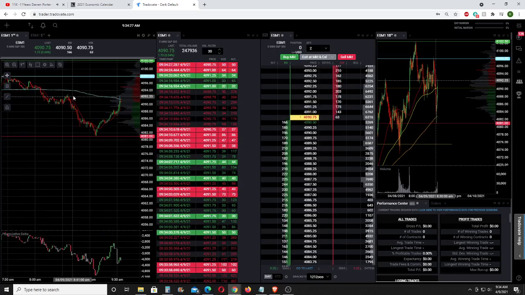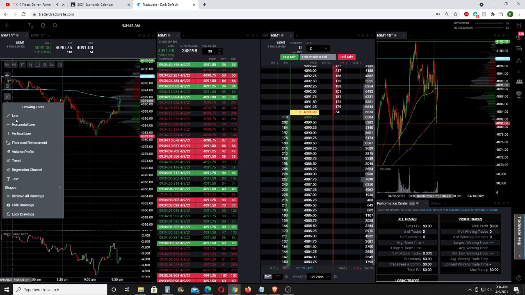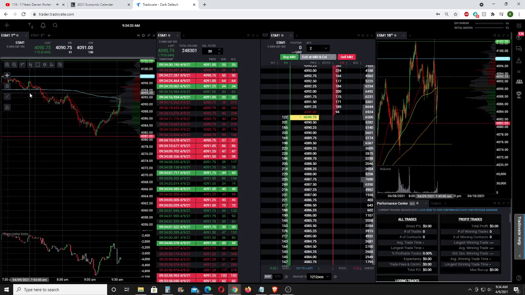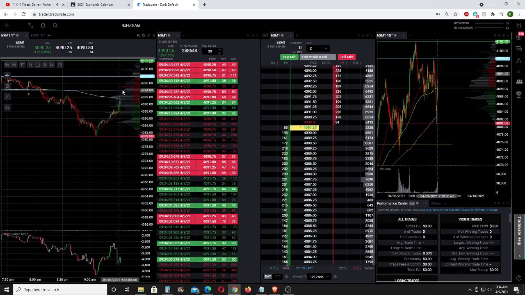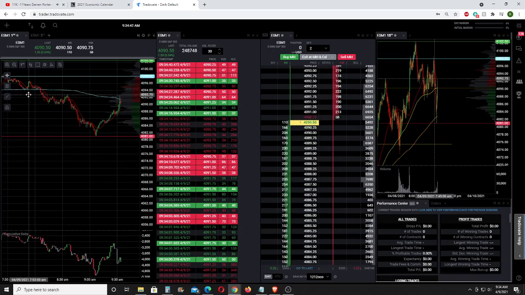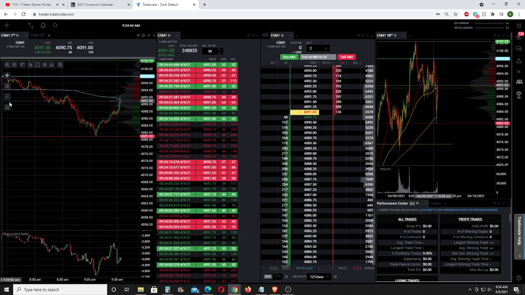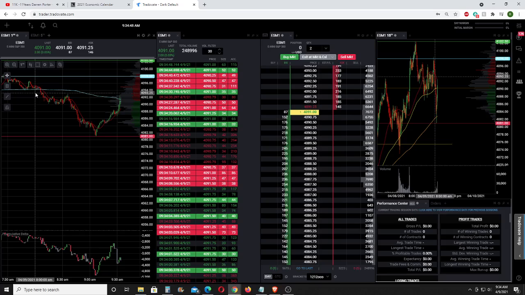Longer chart. Potential resistance at 4093. Oops, let's delete that. Yeah, 4093 is potential resistance here.